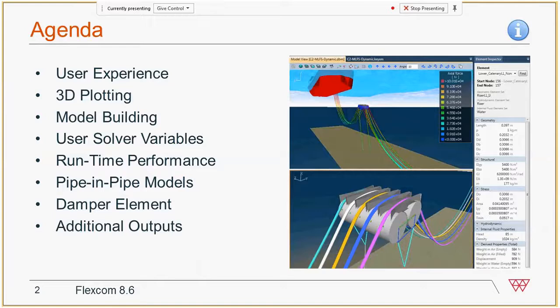Runtime performance is something we're always trying to improve on, trying to make Flexcom run faster, so you have less waiting time for simulations to complete. We've made some advances in the area of pipe-and-pipe modeling, a little bit more options for the user, and also advanced documentation, just much more clarity there, transparency of what the user is doing, what the program is doing while it's running. And then a couple of more minor features like a nonlinear damper element and some additional outputs. So I'll work my way through these points one by one, showing you some information on the slides, and then we'll have a look at the software as well.